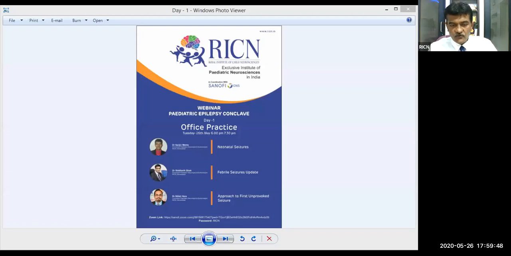and it is more liable for seizures. So because of immaturity, they have more chance of seizures.